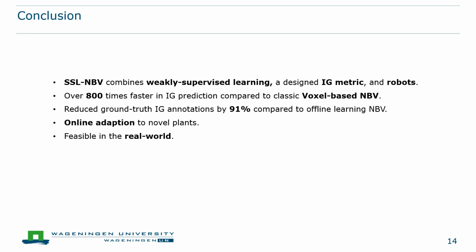We proposed a self-supervised learning NBV algorithm that combines weakly supervised learning, a designed information gain metric, and robotics. Our method is over 800 times faster in information gain prediction compared to classic voxel-based NBV. Our method reduced ground truth information gain annotations by 91% compared to offline learning. Our method has the capability to adapt to novel plants through online learning. Also, we found the method is feasible in the real world.